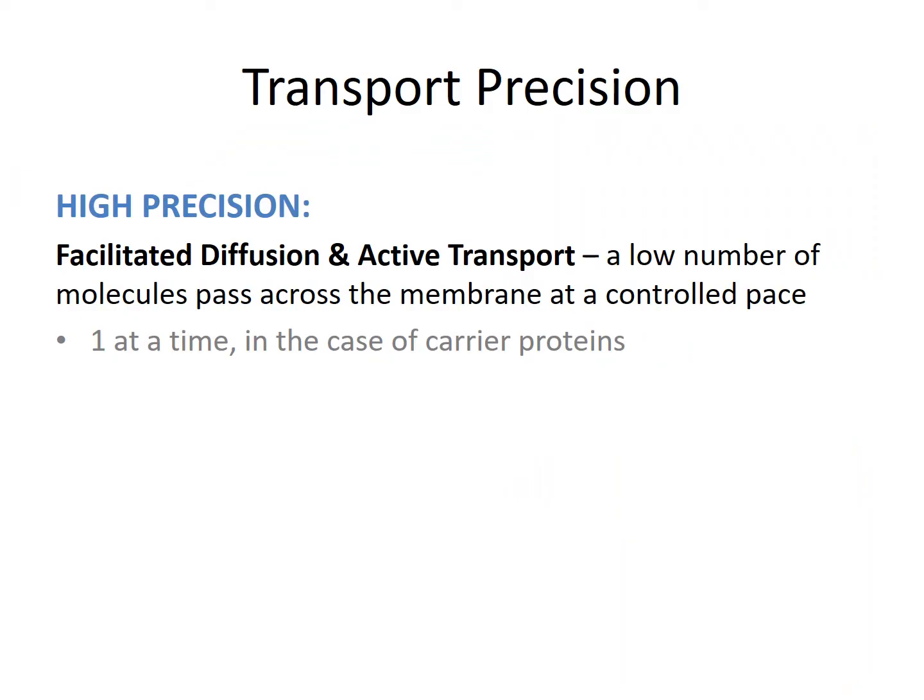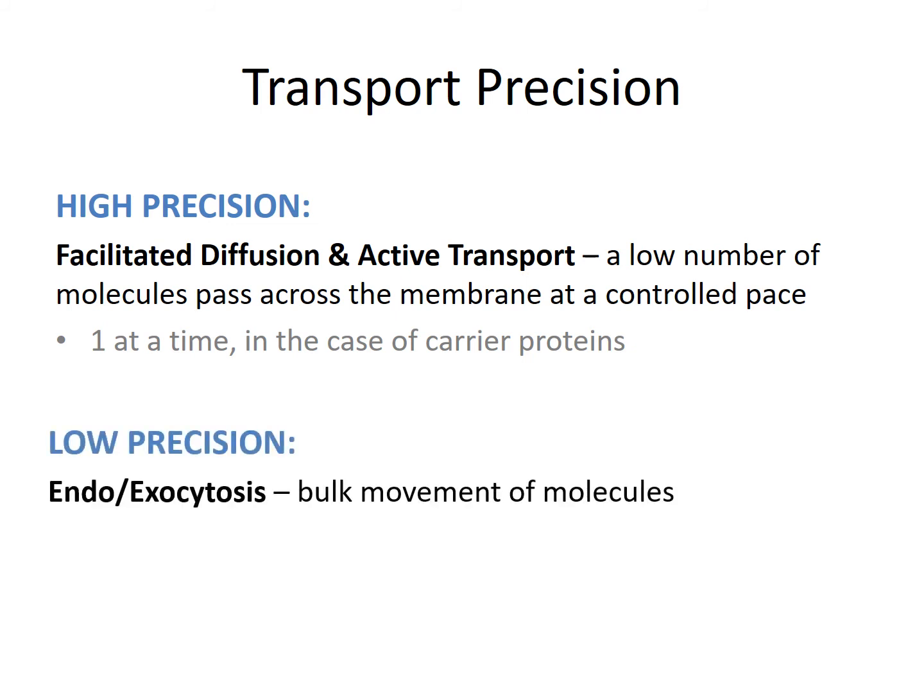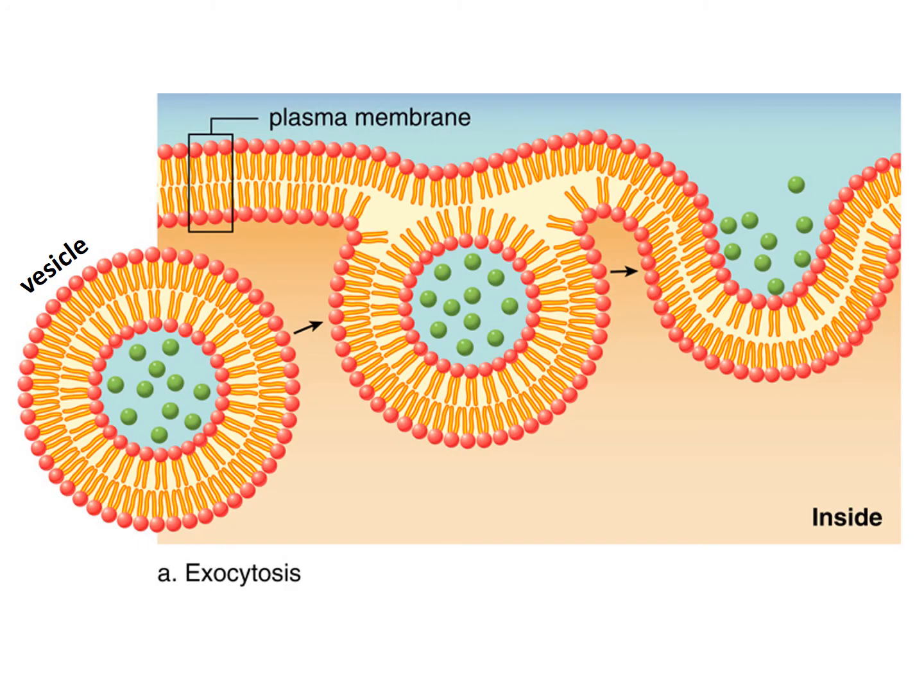This brings us to a lower precision type of membrane transport mechanism, called endocytosis, or oppositely, exocytosis. Endocytosis and exocytosis refer to the bulk movement of molecules either into or out of the cell, respectively. Here is what exocytosis looks like.